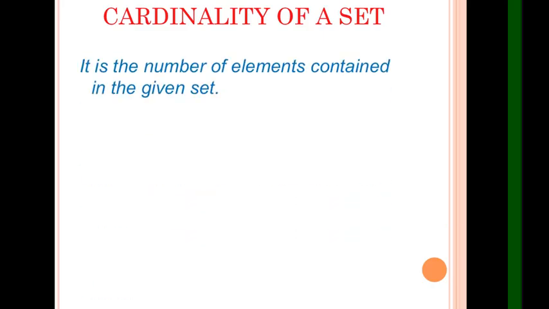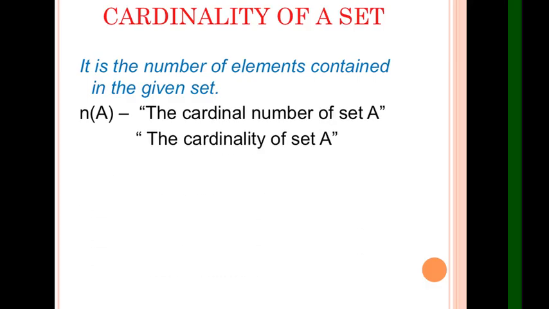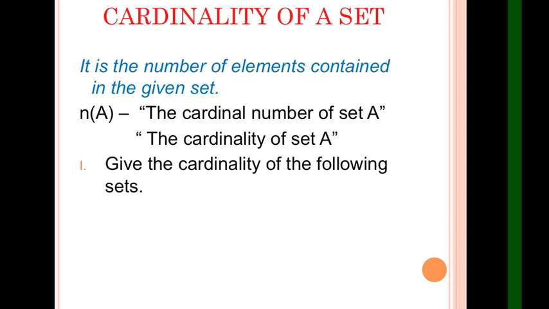Okay, cardinality of a set. It is a number of elements contained in the given set. So, number of elements contained in the given set. So, kung ilan yung set or kung ilan yung mga elements sa isang set, yun ang tinatawag nating cardinality. Yun yung bilang nila. Halimbawa, n(A), the cardinality of a set, pag binasa mo siya, or the cardinality of set A.